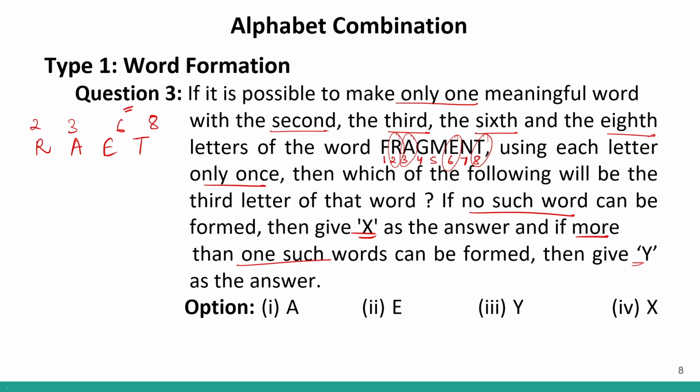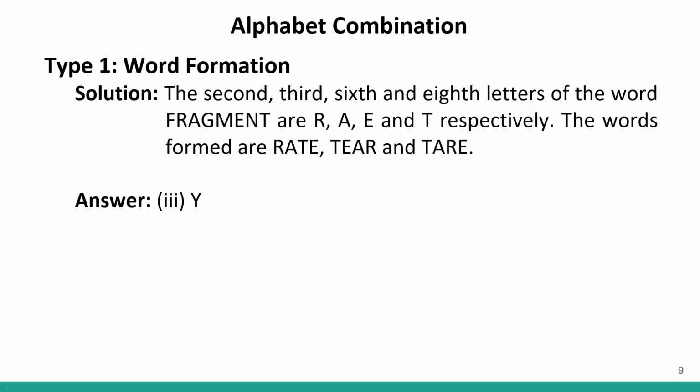So the first one I can see is rate, right? This is a meaningful word. Then I can see tier. This is also a meaningful word, right? So if more than one is formed, we mark Y. So answer will be option number 3, Y. So we can form rate, tier, tear. We can form 3 words actually. So answer is option number 3, Y.